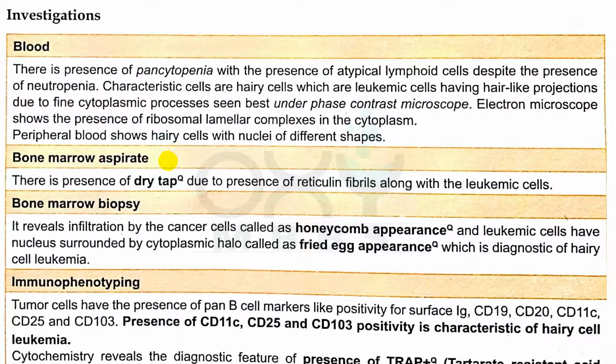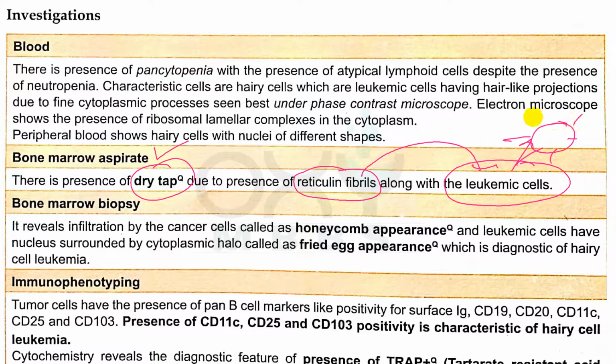Now friends, if we talk about the bone marrow aspiration, what do we get? Dry tap, and this is because of reticulin fibrils which are present along with the leukemic cells, and these leukemic cells are hair-like cells, and because of these hairs they form a network. And because of this, if we insert a needle in the bone marrow, then we find no cells in the aspiration, and that is called dry tap.